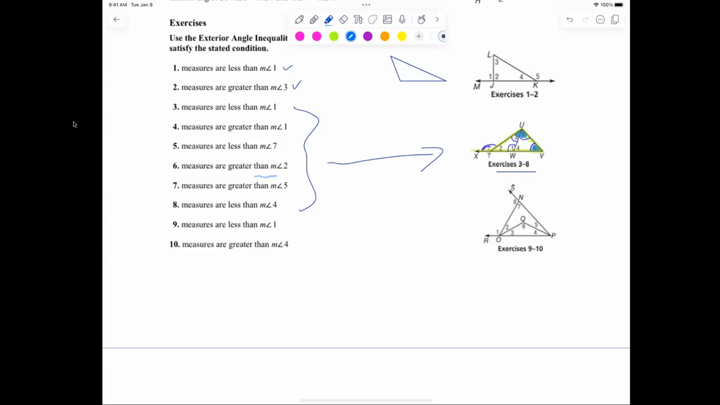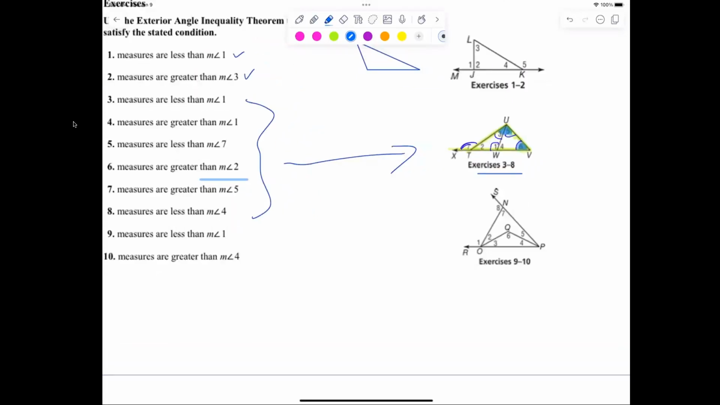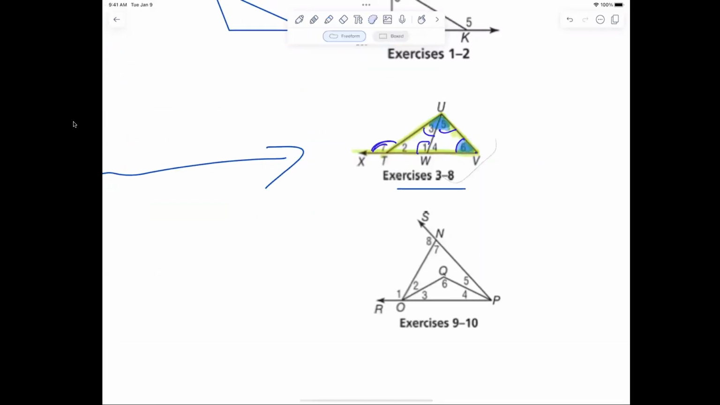So now number 6. Measures that are greater than angle 2. So here we go. Let me eliminate this. Cut this out. And now I would hope you would highlight angle 2. So what is greater than angle 2? Please don't say angle 7. Angle 4, definitely, because it's the one side exterior. 4 is an exterior angle to 2 and 3. Everybody should be able to look at that and say angle 4 is equal to angle 2 plus angle 3.